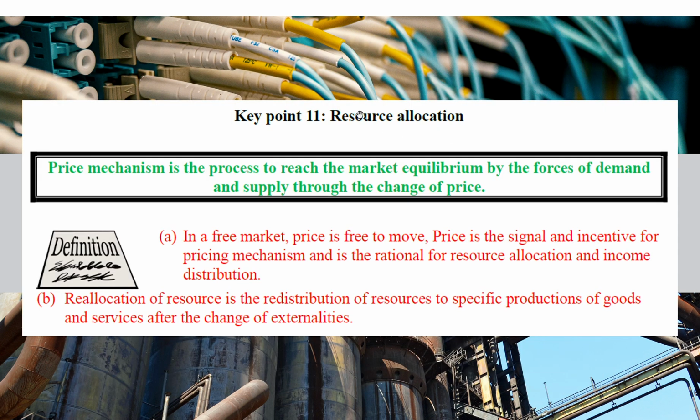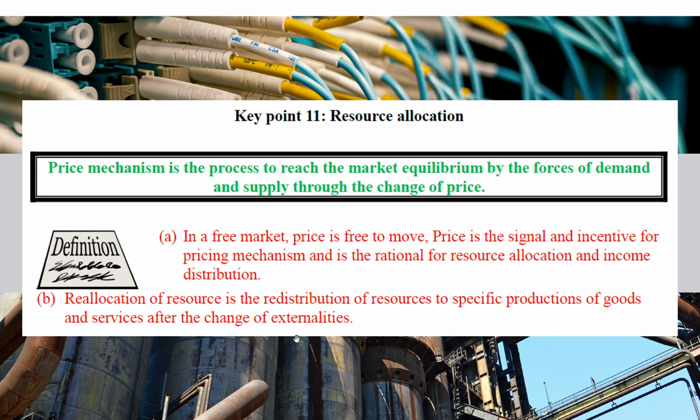Resource allocation is a concept. We call it the price mechanism, that is, the change of price. The price mechanism is the process of reaching market equilibrium by the force of demand and supply through the change of price. We don't need to force people to buy things or not to produce things. No need. Just increase the price or decrease the price. In a free market, the price is free to move, and no one has power over the price. All are price takers, and the price has a signal effect on the consumer and an incentive effect on the producer.